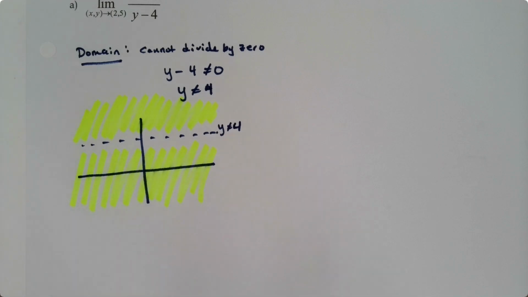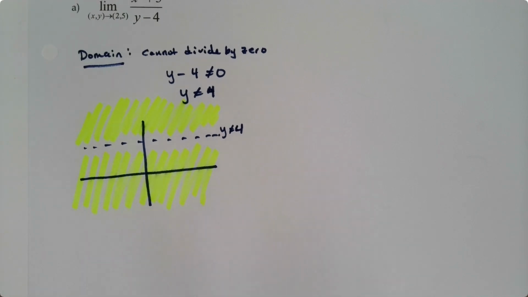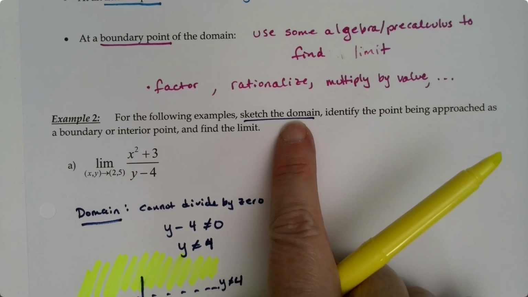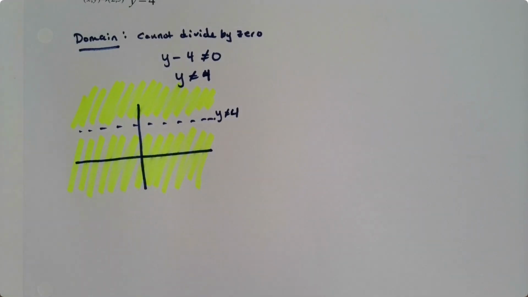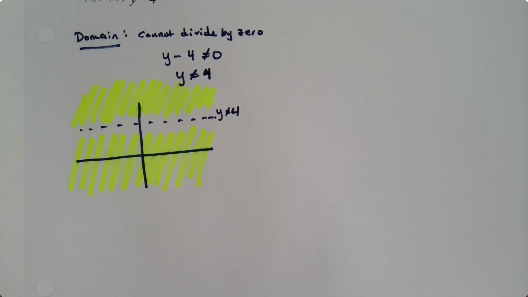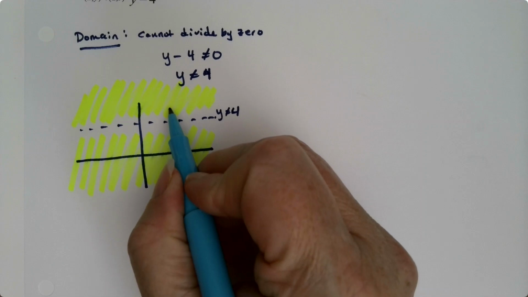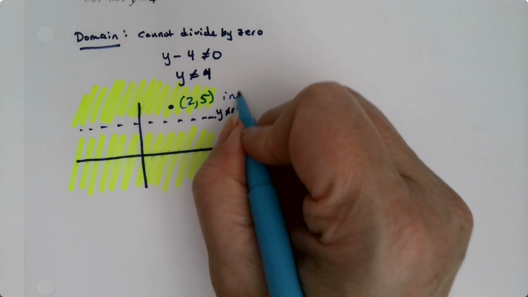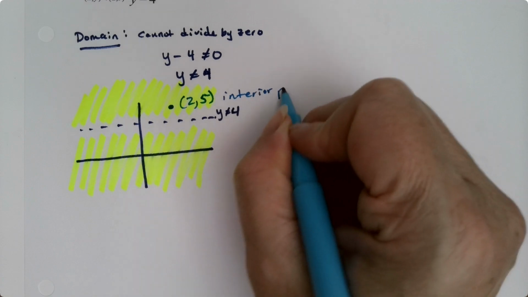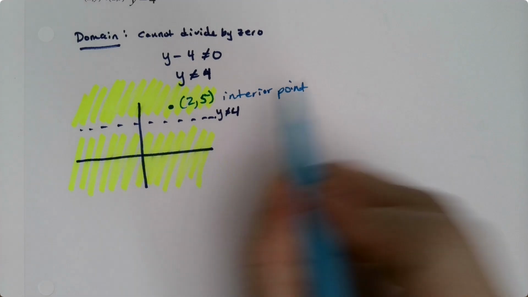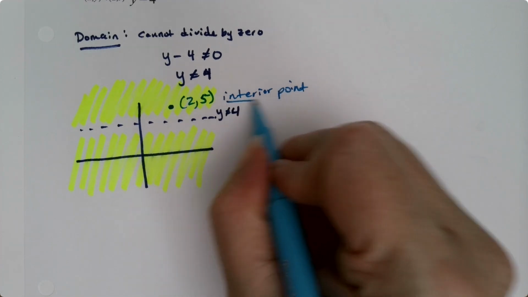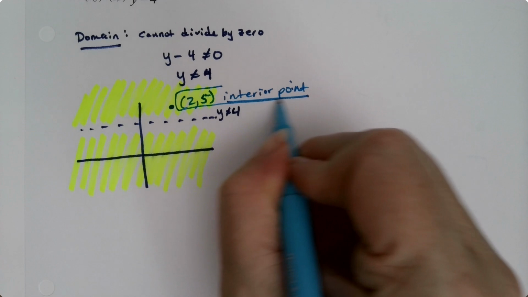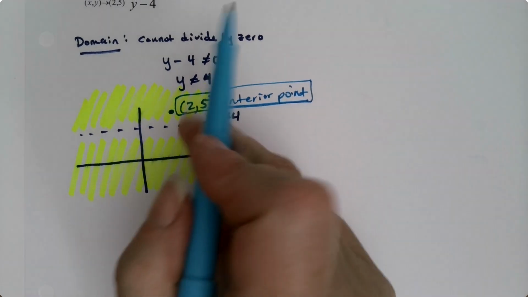Now it didn't ask us to actually write down the domain, so we'll just leave it at that. Suffice to say that we've sketched it. But it's all the real points, or all the points in R squared except for y equals 4. Okay, so now we have to look at (2, 5). Over 2, up 5 is right here. It's an interior point. All right, so we've identified the point being approached, and it's an interior point, and then we're going to find the limit.